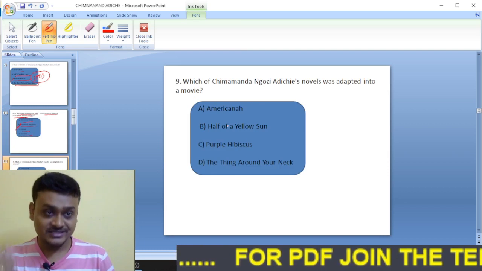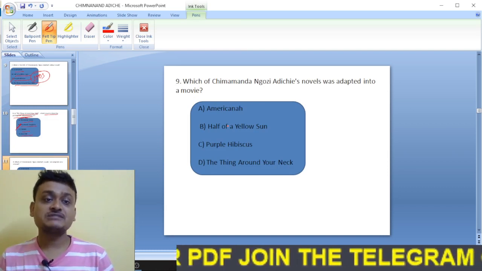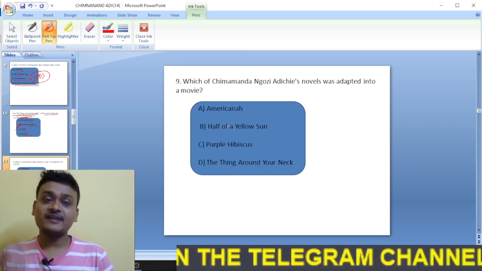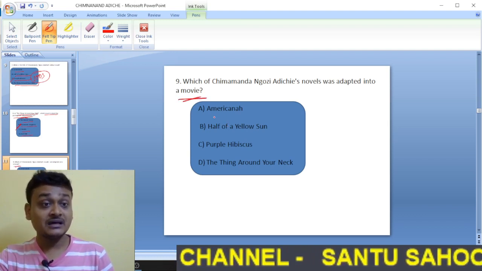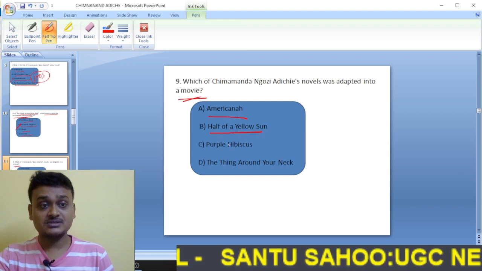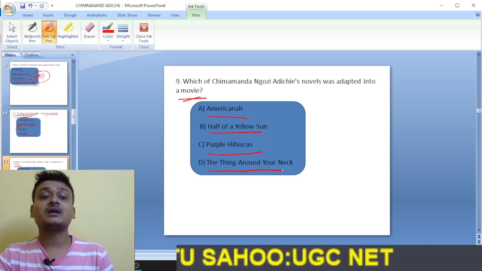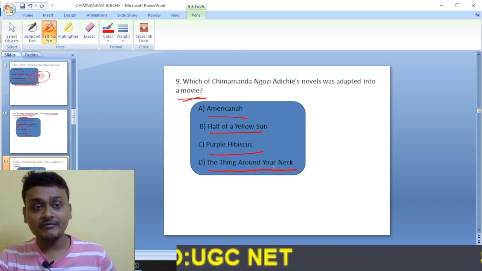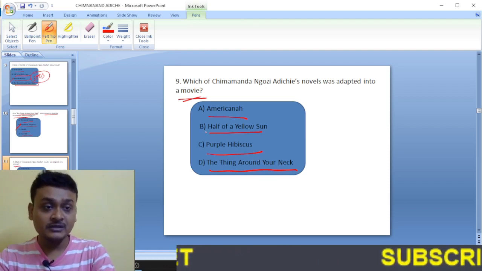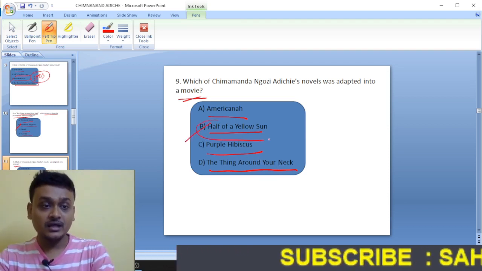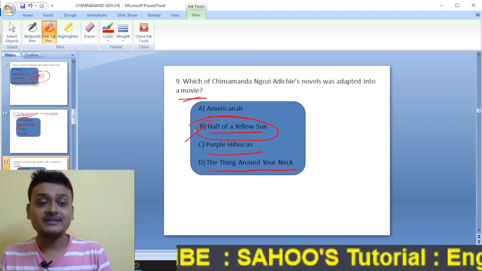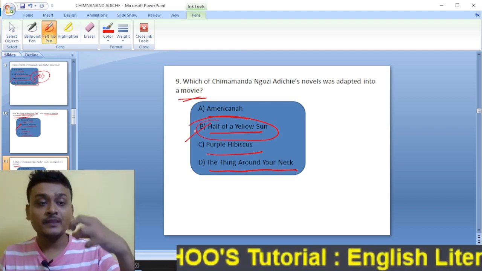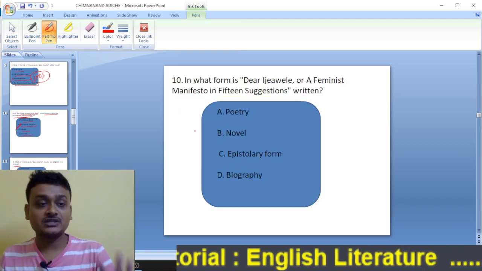Now you will have to say which novel of Chimamanda Ngozi Adichie was adapted into a film. Now your options are Americanah, Half of a Yellow Sun, Purple Hibiscus, The Thing Around Your Neck. So the novel that was adapted into a movie is Half of a Yellow Sun. This is the most famous novel written by Chimamanda Ngozi Adichie, and this novel was adapted into a movie. So here B is the right option.